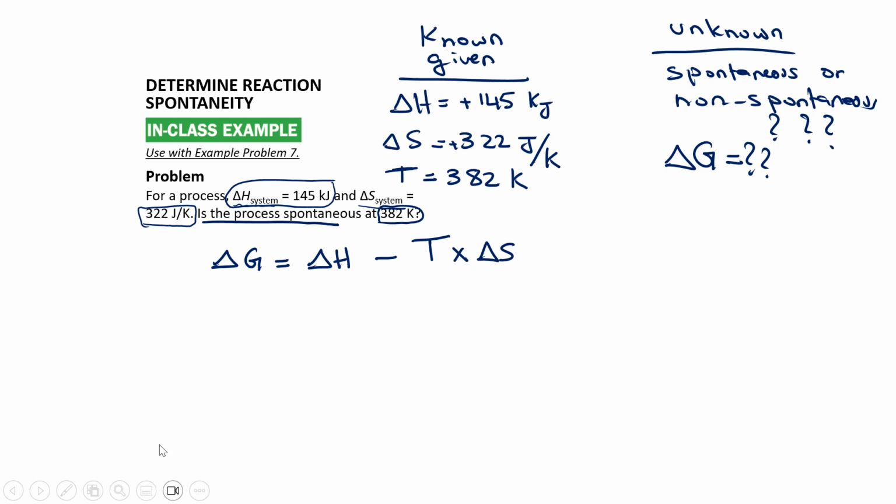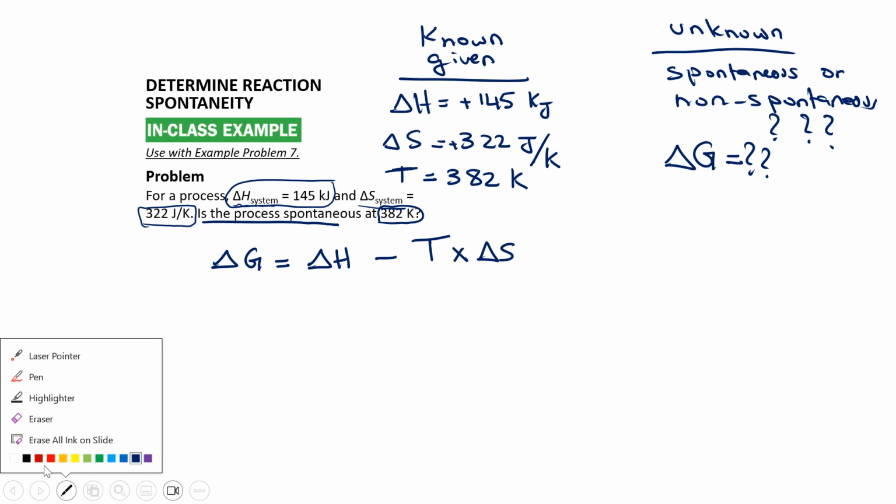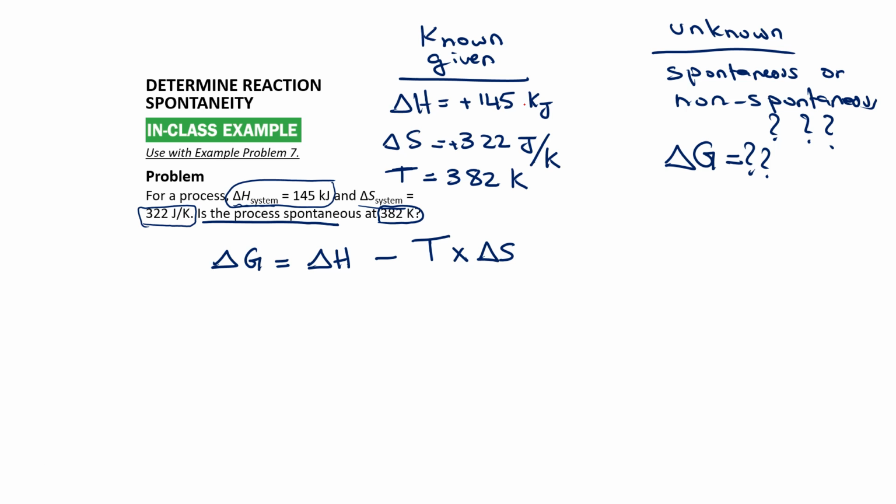Guys, before you put the numbers in the equation, you need to focus on the units. You need to make the units of delta H and delta S the same in terms of joule. Meaning if this one is kilojoule and this one is joule, you have to make them the same, because we are adding or subtracting. So you need to make them the same.